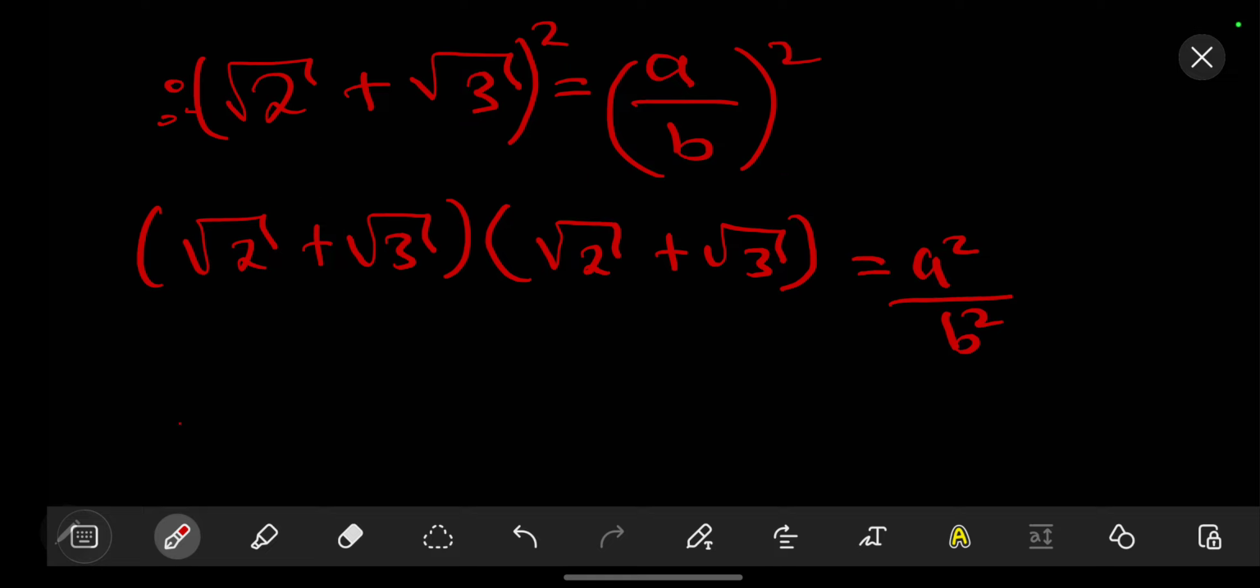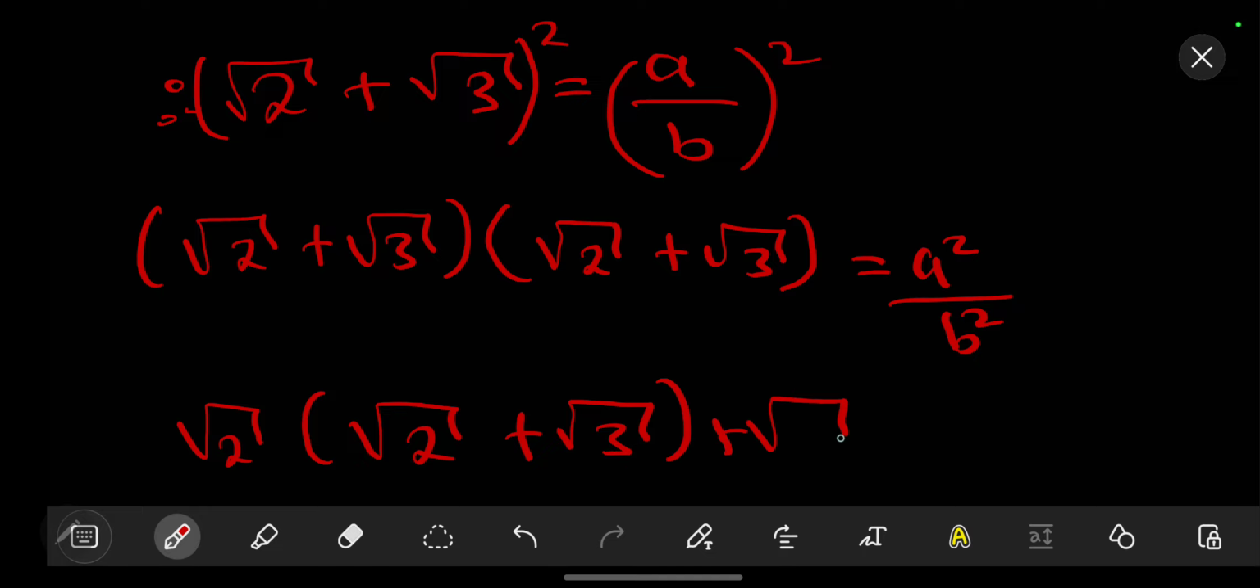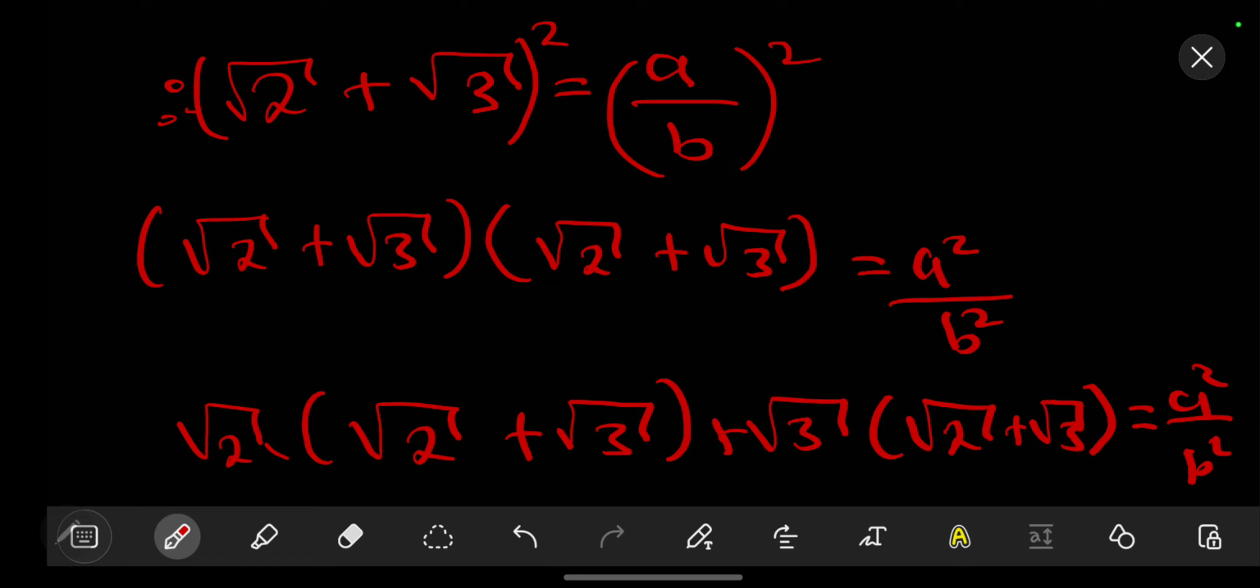Then we have the square root of 2, open brackets, the square root of 2 plus the square root of 3. Then we have plus the square root of 3 times the same bracket. So the first number multiplies everything, and this second number multiplies everything. So we have the square root of 2 plus the square root of 3, and this should be equal to a squared over b squared.